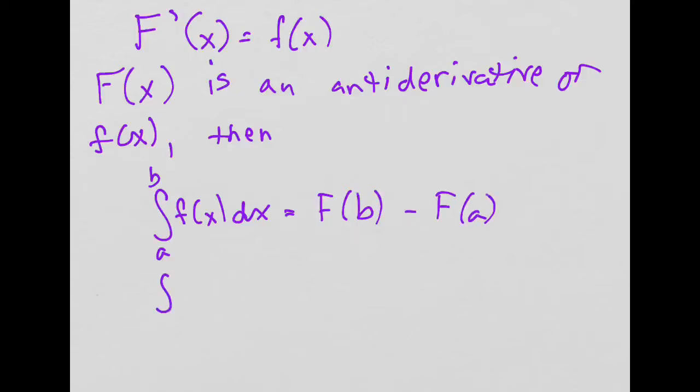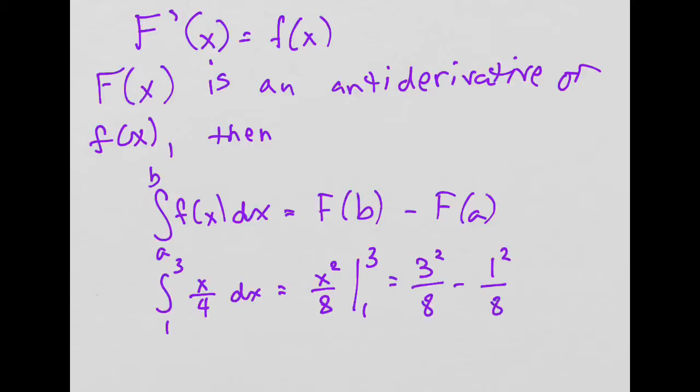So in practice, if we have the integral from 1 to 3 of x over 4 dx, then we just need to take an antiderivative. So that's going to be x squared over 8 from 1 to 3. And you just need to plug those in. So it's going to be 3 squared over 8 minus 1 squared over 8. Oh, that's interesting. Because it's 9/8 minus 1/8, so it's 8/8, which is 1. But anyway, in practice, it's fairly straightforward.